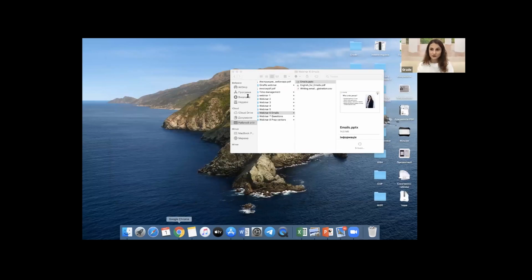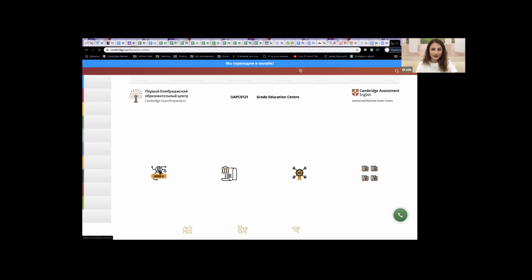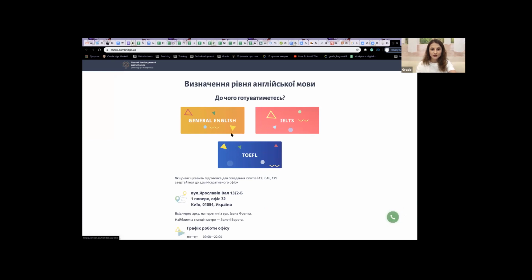Exactly. All right, so for the level, we have an online level test that you can do when you sign up for the course. I can show you now how it works on the site. So we go to Cambridge UA. Here you can just write your name and we will contact you. Then you have test your English. We have all kinds of groups in the center: General English, IELTS, TOEFL. So you choose General if you're planning to join General English.